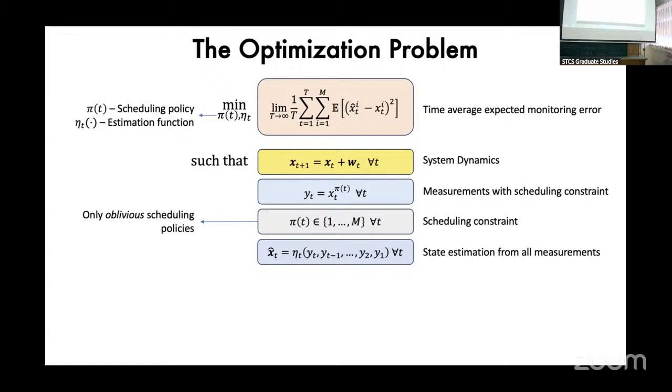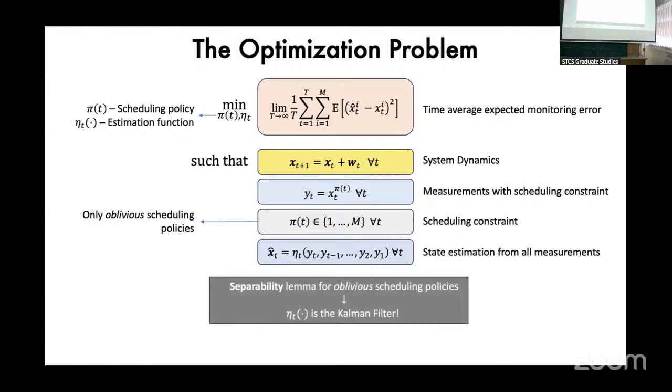I can't use that to make a policy decision, because the base station will not know the actual state, because it has not sampled the actual state. The sources will, the base station will not. And so we assume that our class of scheduling policies is oblivious to x of t. You can use the past, but you can't use the current state.